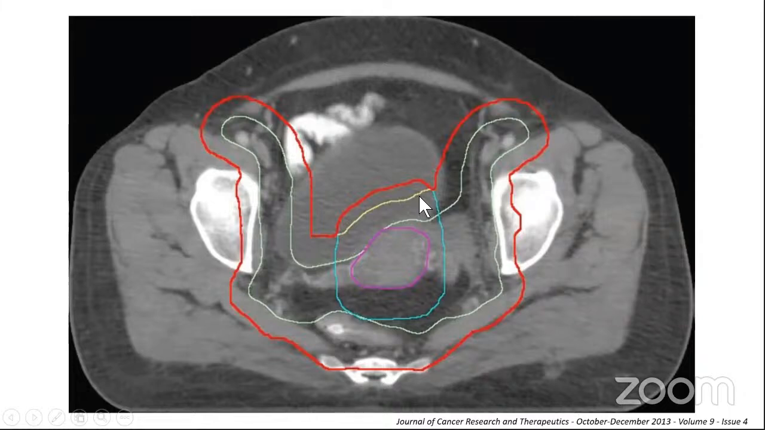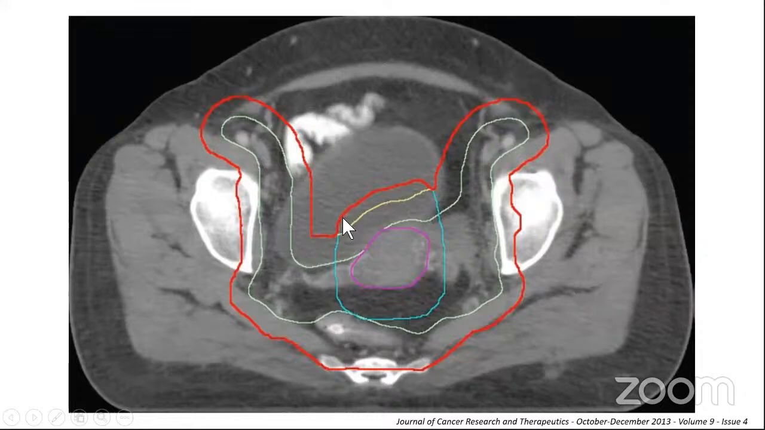The setup margin, the internal target volume of 1.5 centimeters is created around the GTV. So from the GTV, as you see, 1 centimeter of CTV and another 0.5 centimeter of ITV, a total of 1.5 centimeter that comprises the ITV margin. So this ITV margin of 1.5 centimeter is given only at the levels of the GTV. It is not given at other levels.